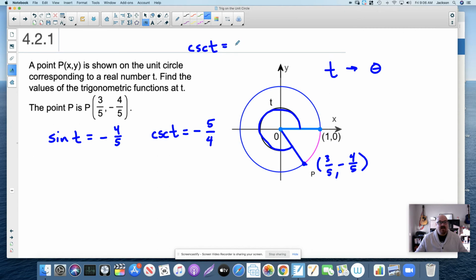cosecant t is 1 over the sine of t, and this technically is the definition for cosecant, but it convolutes things if we're going to say that cosecant of t is 1 over -4/5, right? If -4/5 is sine t, then I could put -4/5 here and it would look like this. But because we call these the reciprocal functions, it's okay when you know the value of the sine of an angle, okay? Just flip those fractions over.